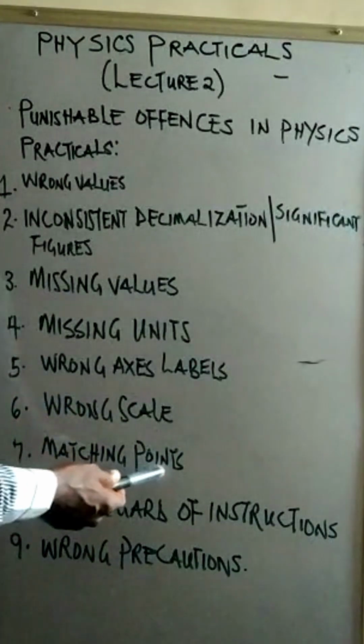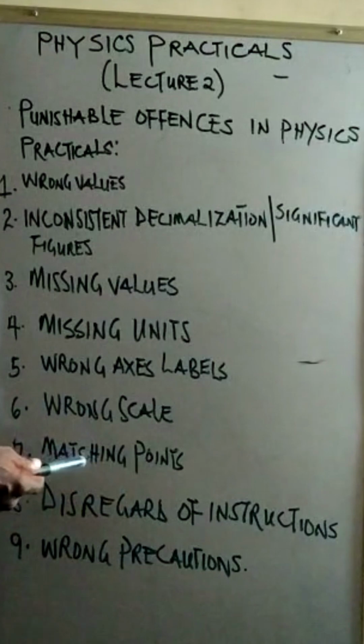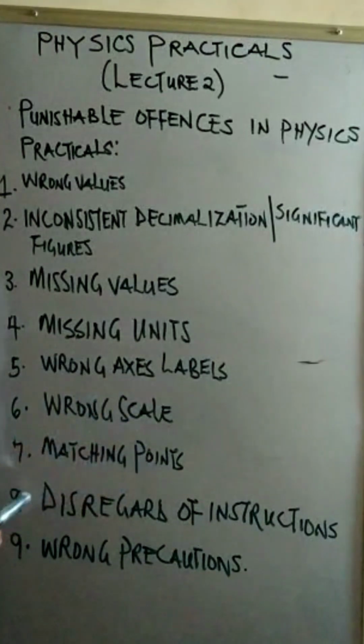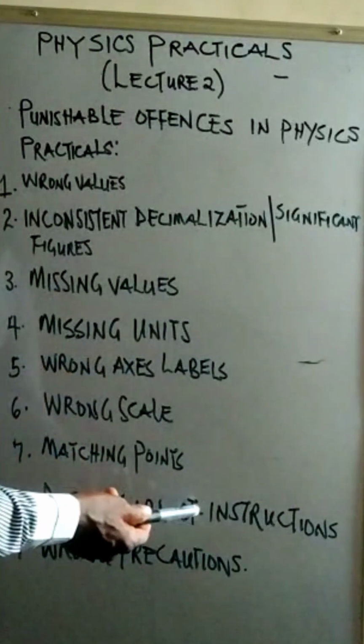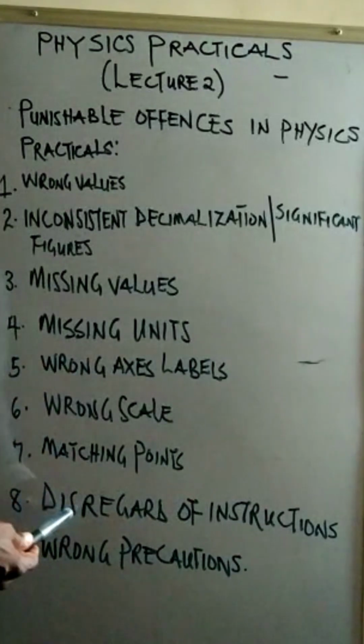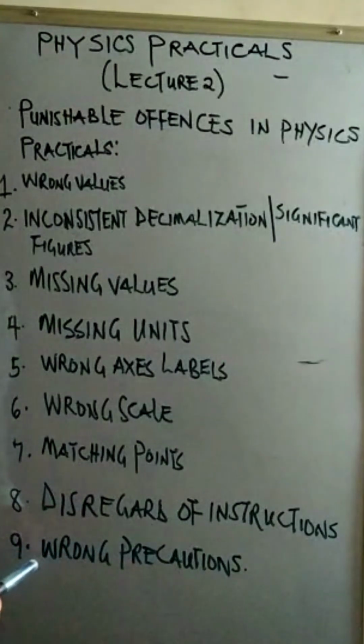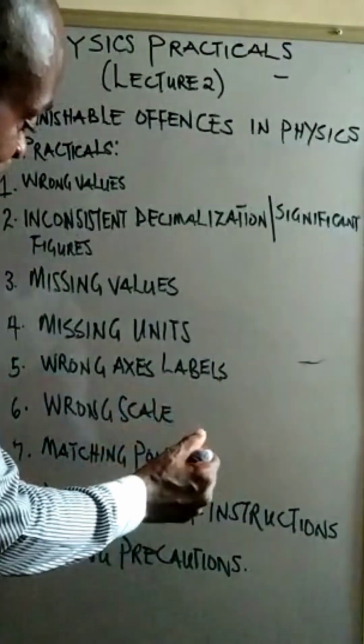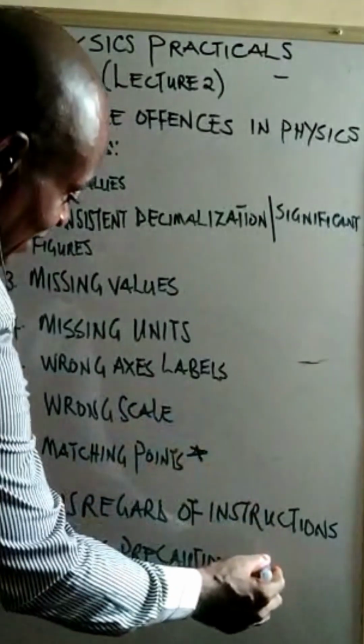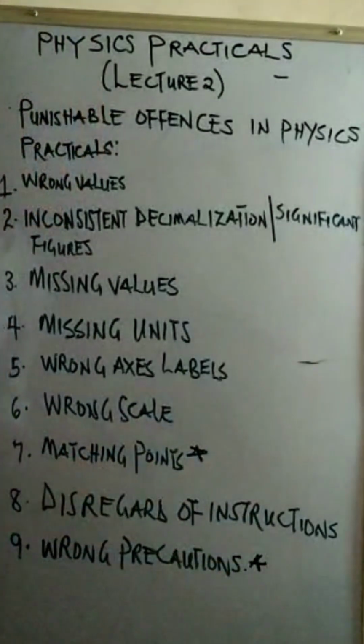And then we have number 7, matching points. This is very grievous, and I will take my time to explain this. Then we have number 8, disregard of instructions. This is close to wrong labeling of axes. When a question tells you to do something and you are doing something else, it's called disregard of instructions. You get punished and you reduce your marks. Then finally, number 9, we have wrong precautions. It's also very important, and I will take my time to highlight it. So we are coming back to matching points and then wrong precautions because of their usefulness.